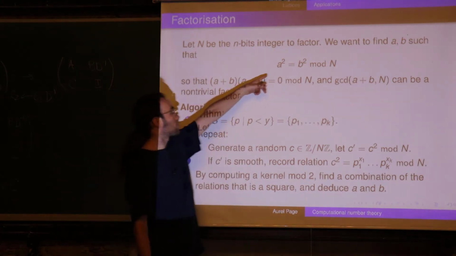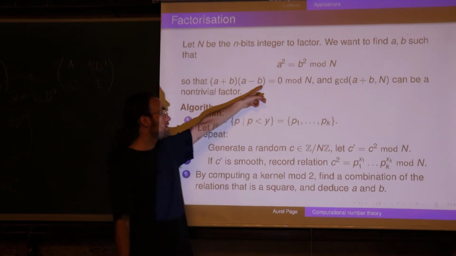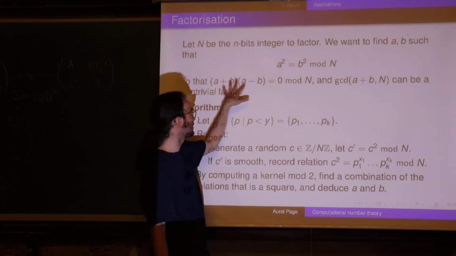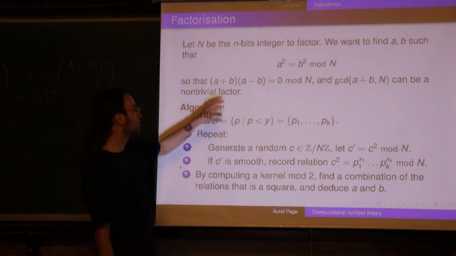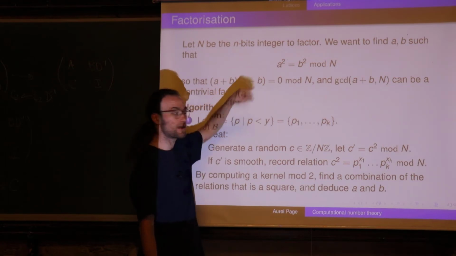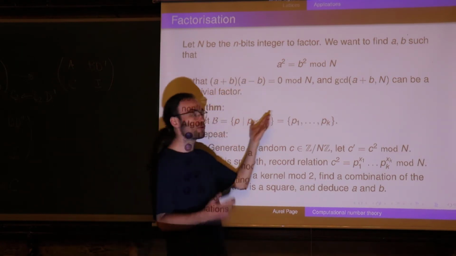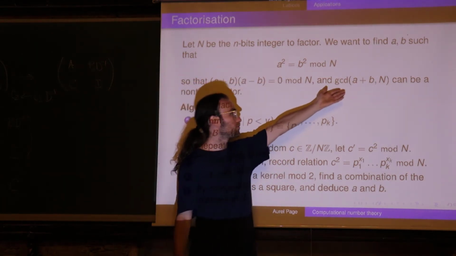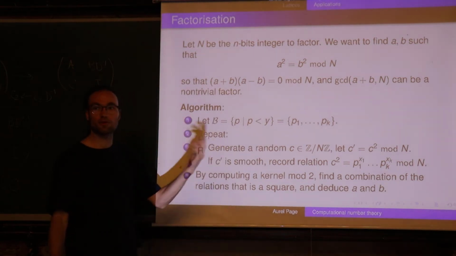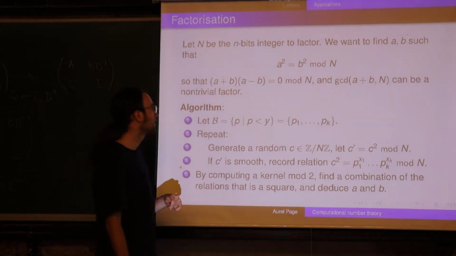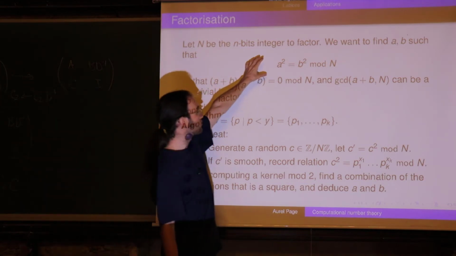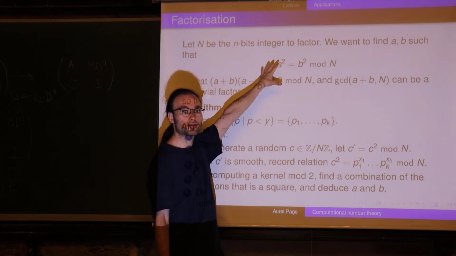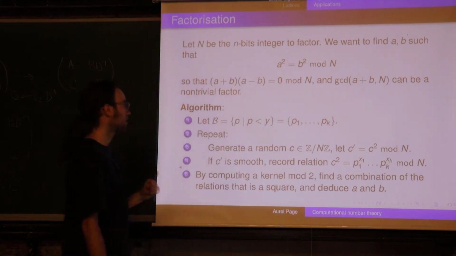In this case, you can rewrite this as a plus b times a minus b equals 0 modulo n. So this product is divisible by n, and in particular, the GCDs of this with n and that with n will hopefully be non-trivial. If a and b are sufficiently random, satisfying this relation, you'll get a non-trivial GCD that will give you a non-trivial factor of n. So the whole problem is to find a relation of this type. This is the kind of multiplicative relation that I was mentioning at the start. Okay? So how do we do this?